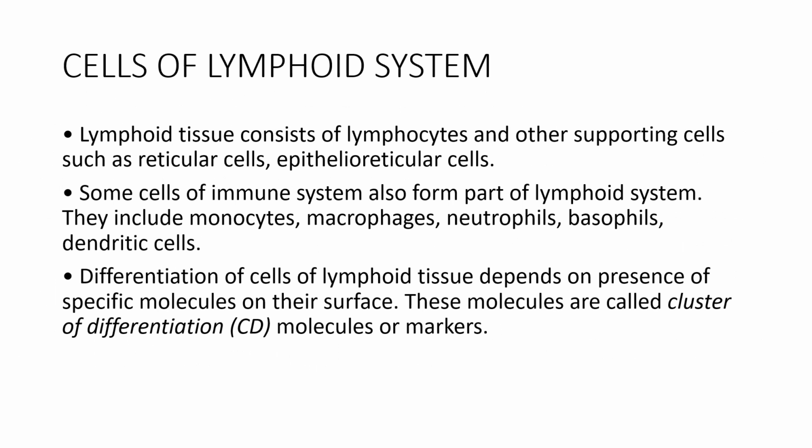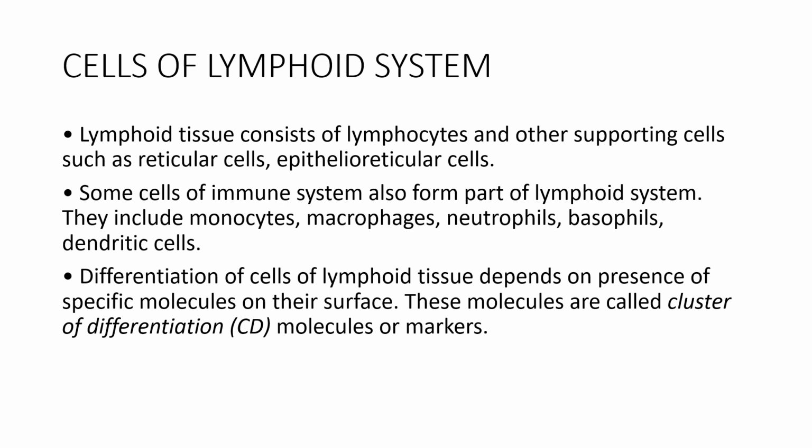Now we will see different cells of the lymphoid system. The lymphoid system mainly has immunity related cells known as lymphocytes, and as it is a specialized variety of connective tissue, it forms a supportive framework for various organs with the help of supporting cells like reticular cells, epithelio-reticular cells. So there are two types of cells: lymphocytes related to immunity, and reticular cells and epithelio-reticular cells forming the reticular framework or supportive meshwork.